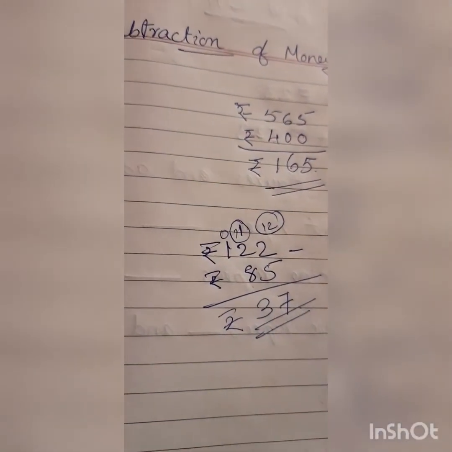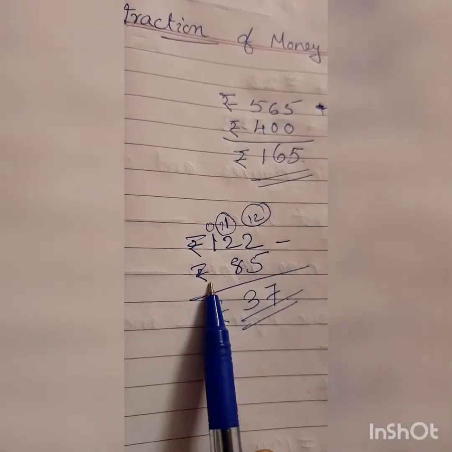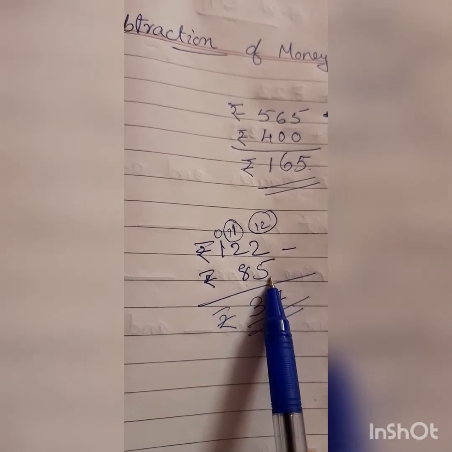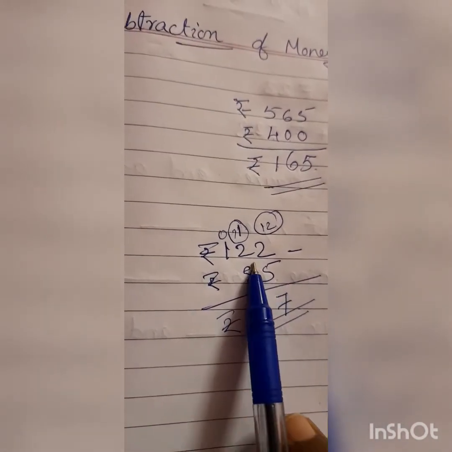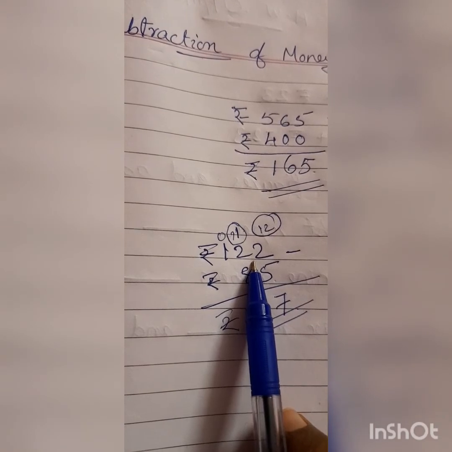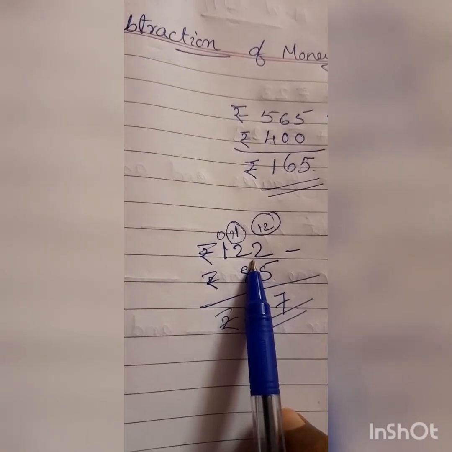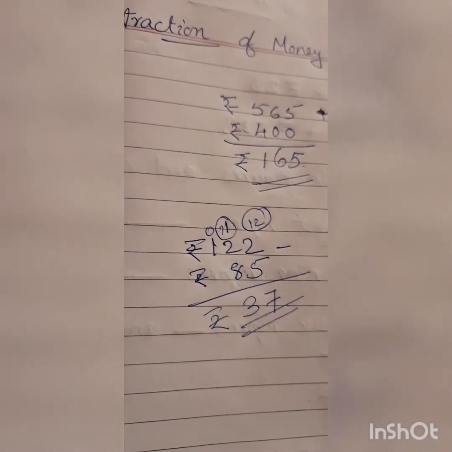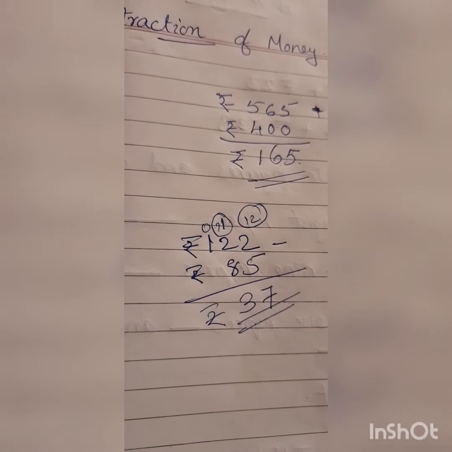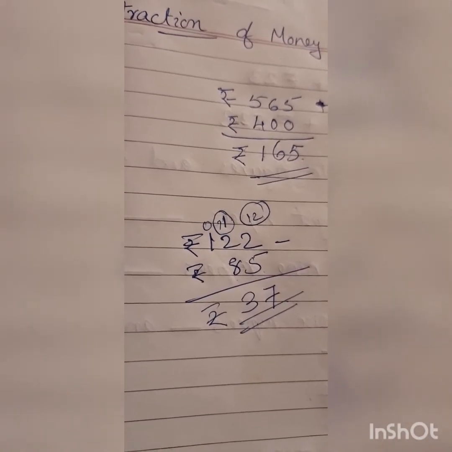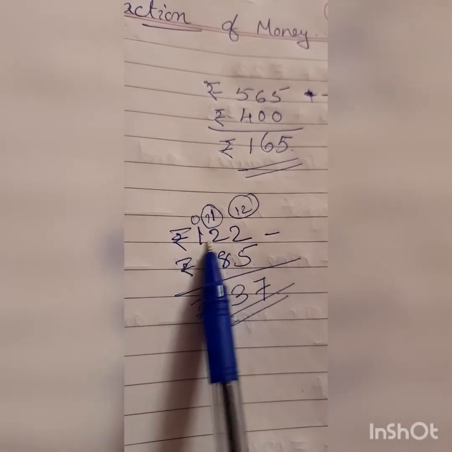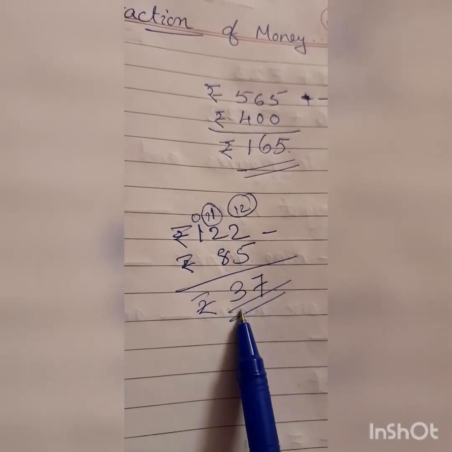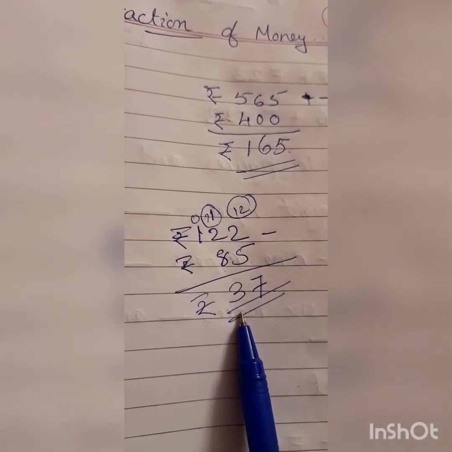Once more, if he purchases one textbook, the cost of the textbook is 85, and before that he already has the amount 122. So after the purchase, he wants to know how much money is left with him. So he subtracts 122 minus 85. Now he has the amount rupees 37.